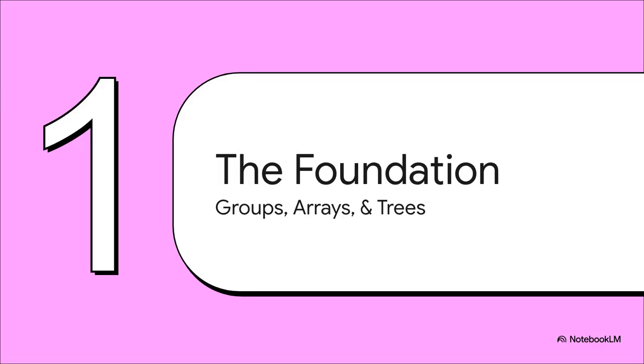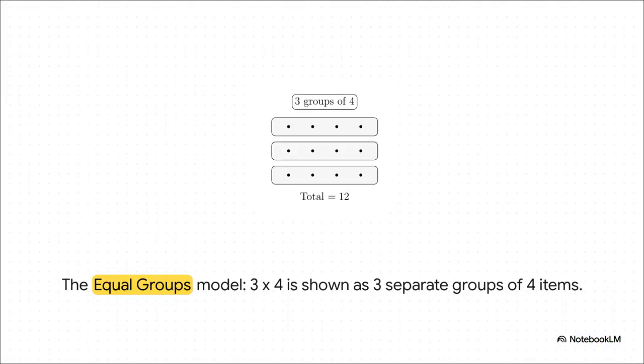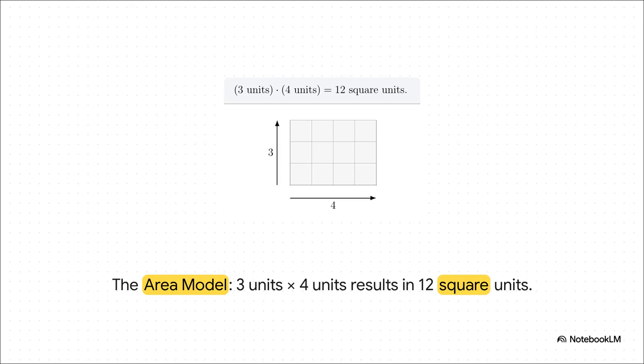All right, let's start where most of us did, back in elementary school. We're going to look at those first few models of multiplication, the ones where that repeated addition idea seems to work perfectly. First up, you've got the equal groups model. This is probably the first one you ever saw. 3 times 4? Simple. It's just 3 groups, and each one has 4 things in it. You count them up, you get 12. Easy peasy.